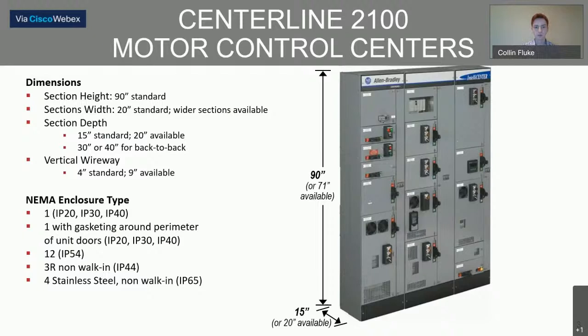We have different enclosure ratings in Allen Bradley 2100 MCCs, from a NEMA 1, a 1G, which includes gasketing, a NEMA 12, a 3R non-walk-in, people like it for outdoor uses, as well as a stainless steel model.